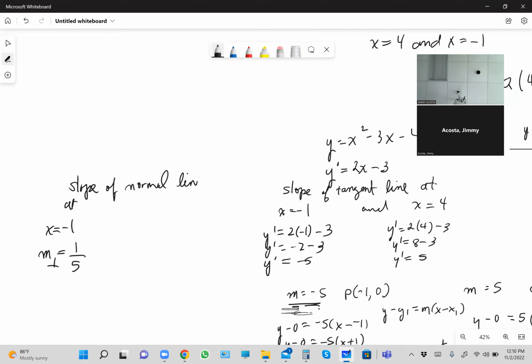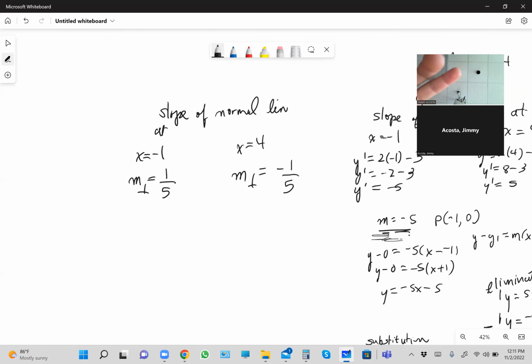Here, look, you see it? And now for the other one, for x equals 4, the 5 was positive, so what's this perpendicular slope going to be? Negative what? There we go. And now we do the same thing we did before, because what point did we have at -1? P was what? -1 comma, and Q was 4 comma 0.